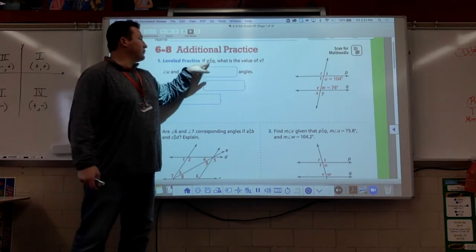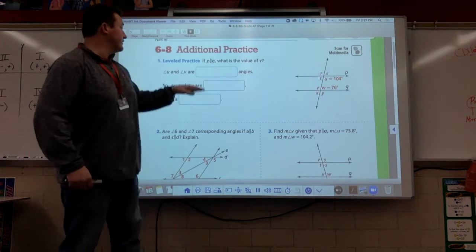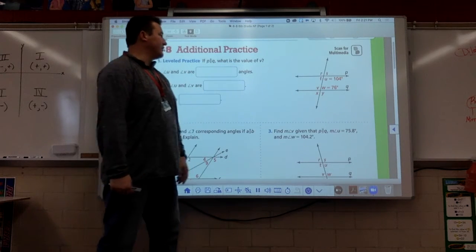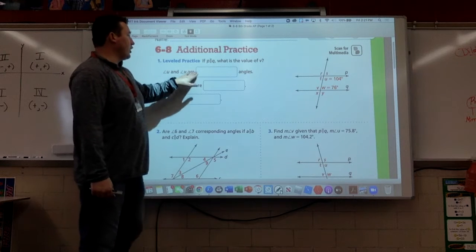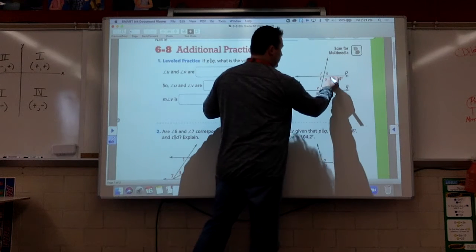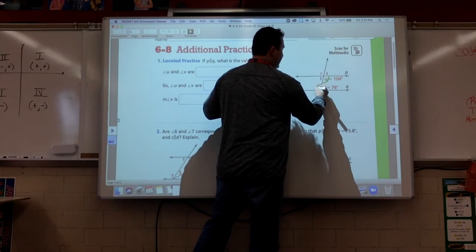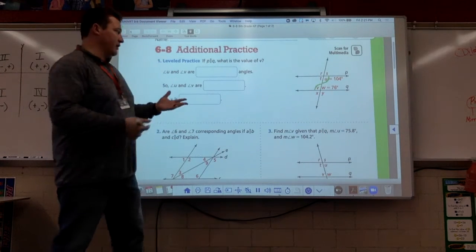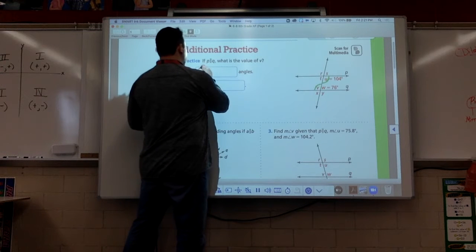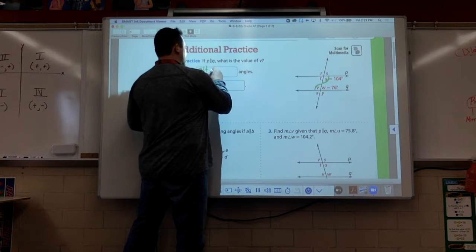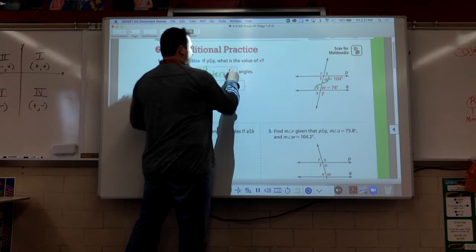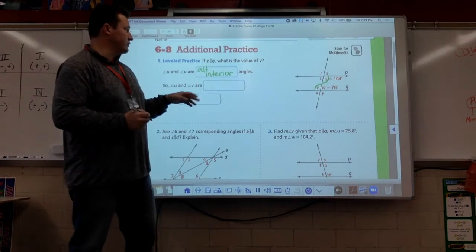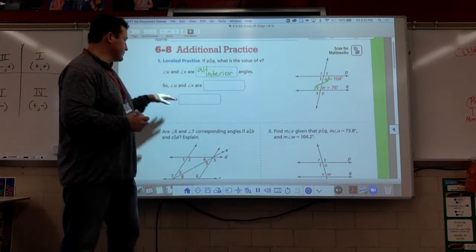All right. Hey, if P and Q are parallel, right? It says if line P is parallel to line Q, what is the value of V? U and V are blank angles. So what is our special angle pair here? These would be alternate interior. Right? They are on alternating sides, opposite sides of the transversal, and they're both interior angles.